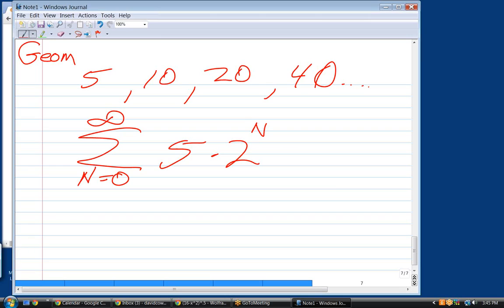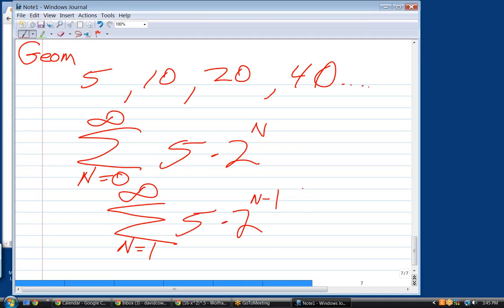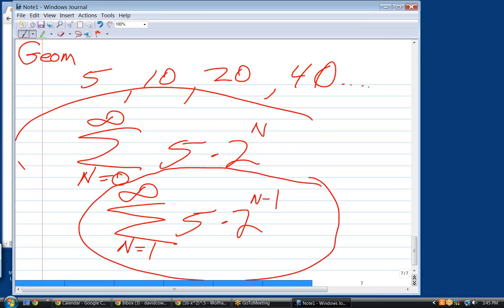Incidentally, these are not unique. I could also write it like this. If I insisted upon going from 1 to infinity, then I would have to write this as 5 times 2 to the n minus 1. This is the same series as that.